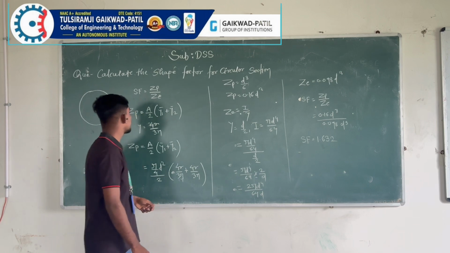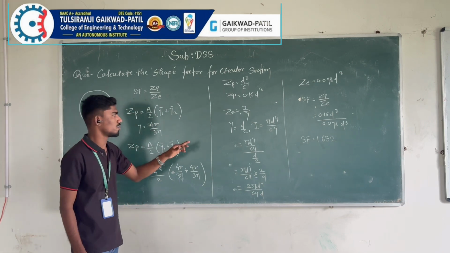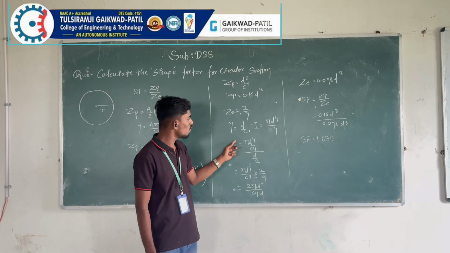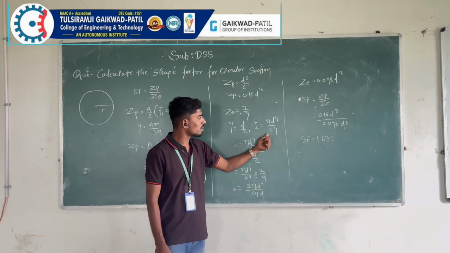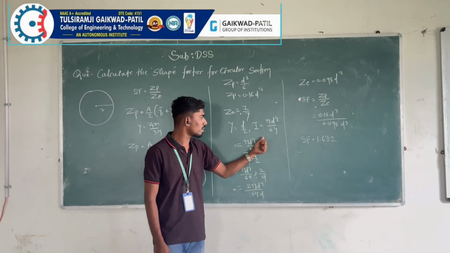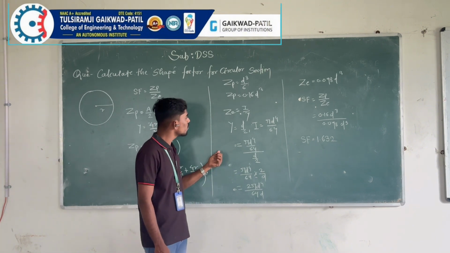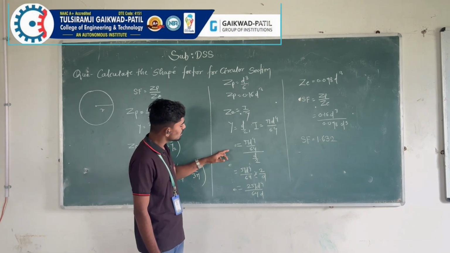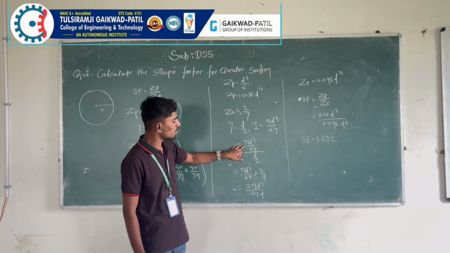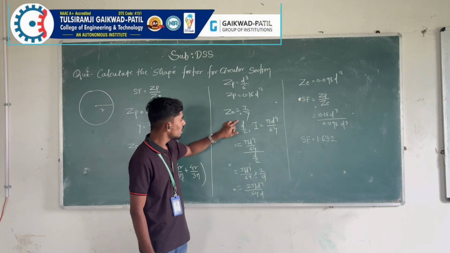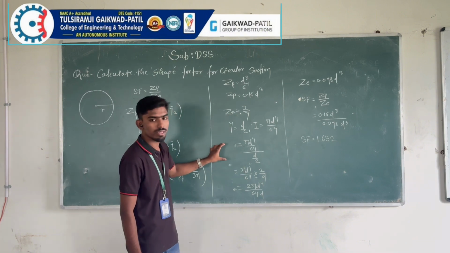Then next we find the Z. Z is equal to I by y. Now again, y is equal to d by 2 and I is equal to πd to the power 4 by 64. This is our given value. So now we put in the formula, then it will be πd to the power 4 by 64 divided by d by 2.